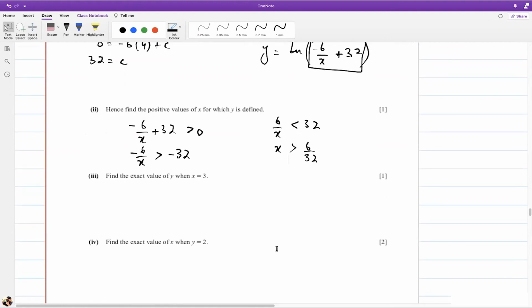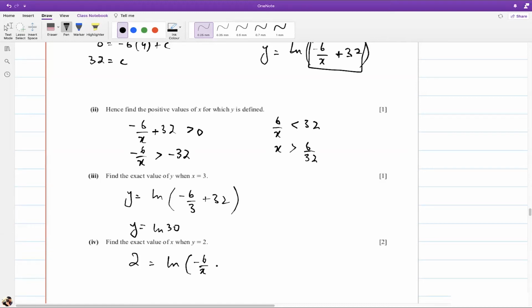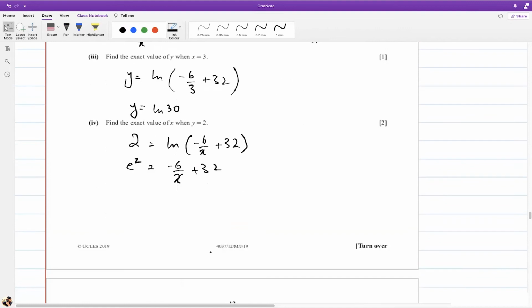Find the exact value of y when x is equal to 3. Okay, y is going to be ln of minus 6 over 3 plus 32, whatever the answer is, that is ln 30. Find the exact value of x when y is 2. So 2 is equal to ln this whole thing. So I just get e power 2 equals minus 6 over x plus 32. You solve it for x and आपको एक आंसर मिल जाएगा.